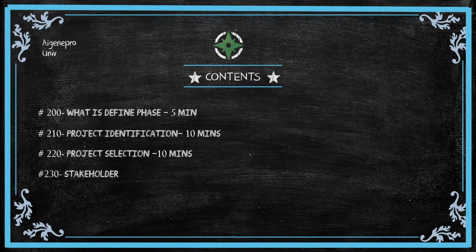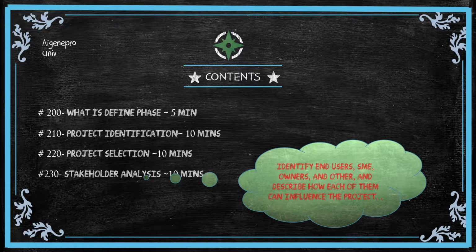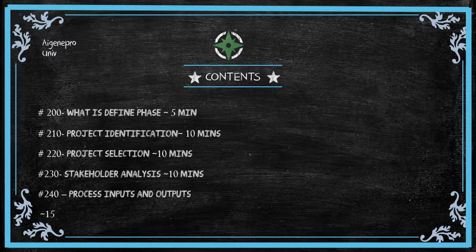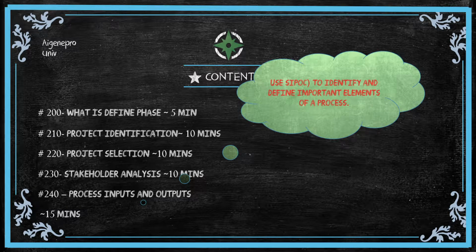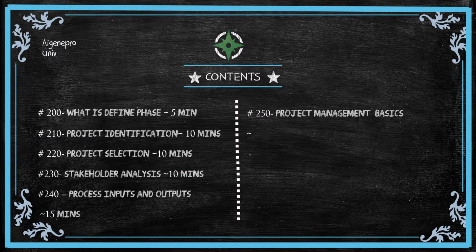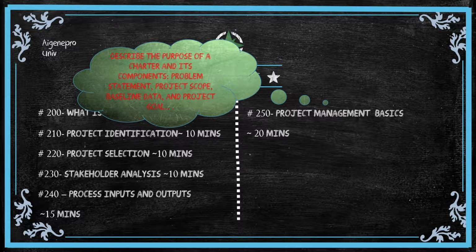Next is course 230, in which we understand stakeholder analysis, who the end users of the project are, what are their interests, how to analyze their influence. This is followed by a course on how to use SIPOC to identify different elements of a process. Next is course number 250, where we describe a charter, its purpose and how to make a charter.